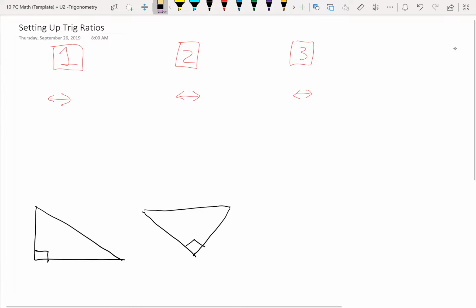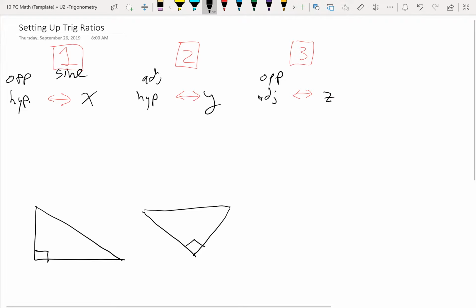So this first machine, you have to give it the opposite and the hypotenuse. This one you have to give it the adjacent and the hypotenuse. This one you have to give it the opposite and the adjacent. And they all give you an angle, okay? Depending on which side you gave. These machines are called sine, cosine, and tangent.